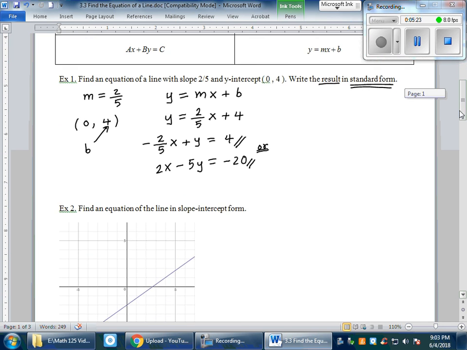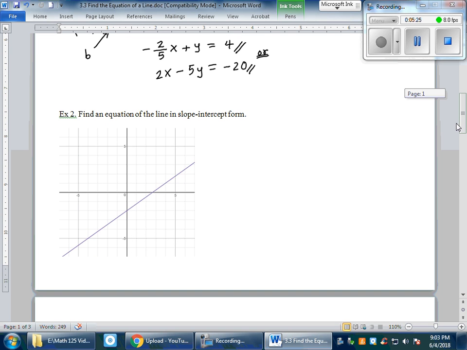Next question. What if I give you the graph of a line and ask you to find an equation of the line in slope-intercept form? Once we have a graph of a line, we can easily find the slope, which we talked about in the previous section. And then we can use a point. In this case, my y-intercept is a very good point right here. I'm going to use that. And then another point will be right here, to be able to find my slope.